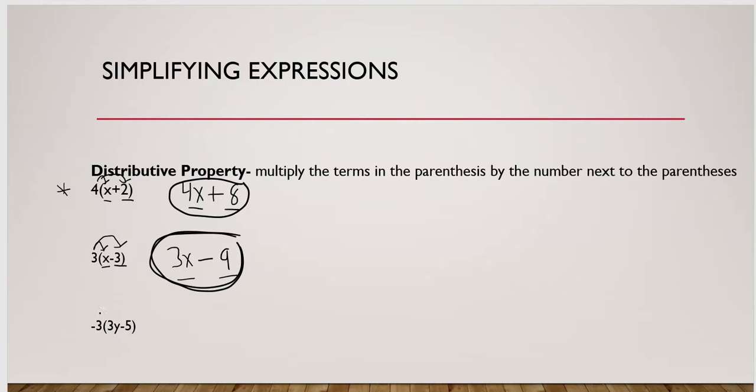For the next one, we have negative 3 times 3y and a negative 5. So negative 3 times 3y is negative 9y. Negative 3 times negative 5 is a positive 15. And then this right here is our simplified answer. Okay, let's go to the next skill.